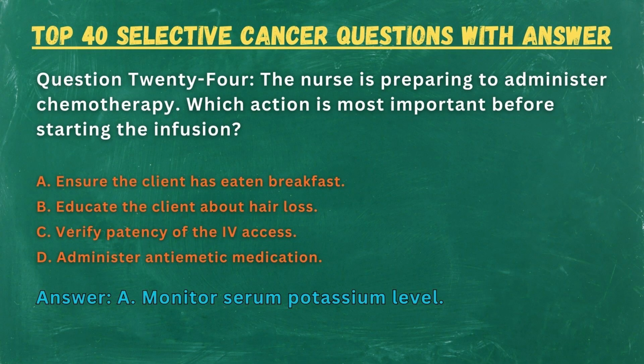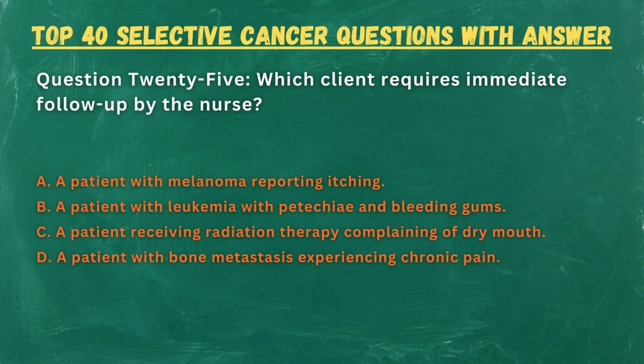Answer: C. Verify patency of the IV access. Question 25. Which client requires immediate follow-up by the nurse? A. A patient with melanoma reporting itching. B. A patient with leukemia with petechiae and bleeding gums. C. A patient receiving radiation therapy complaining of dry mouth. D. A patient with bone metastasis experiencing chronic pain.